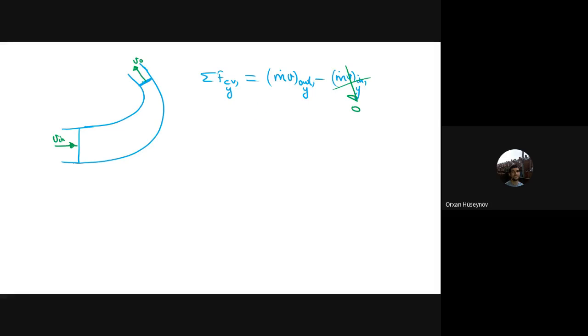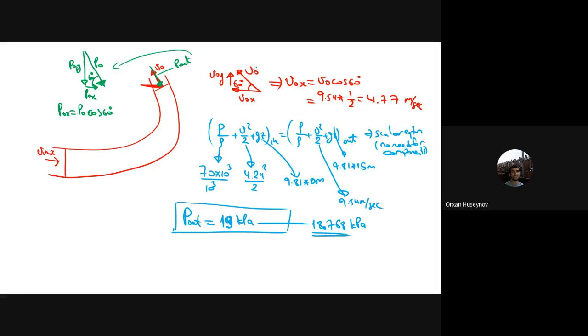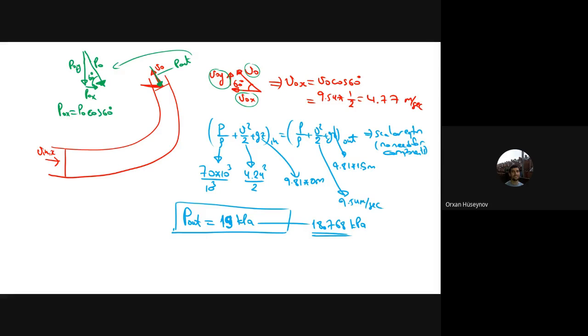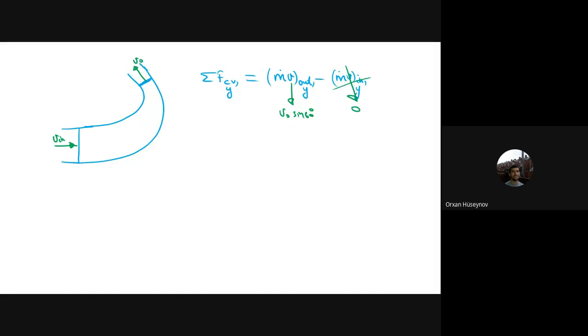So you can see it. I will write it. I've written it here. This one is the velocity outlet. It has x component and it has the y component. And therefore, y component will be V out sine 60. And since it is in positive y direction, therefore no need to add the negative sign here. No problem. Now the forces.